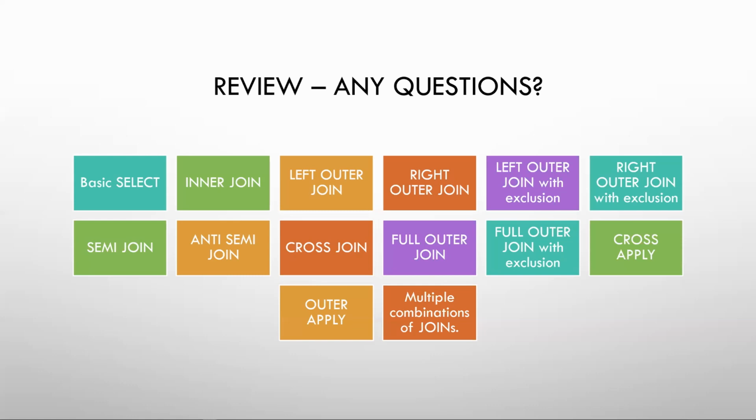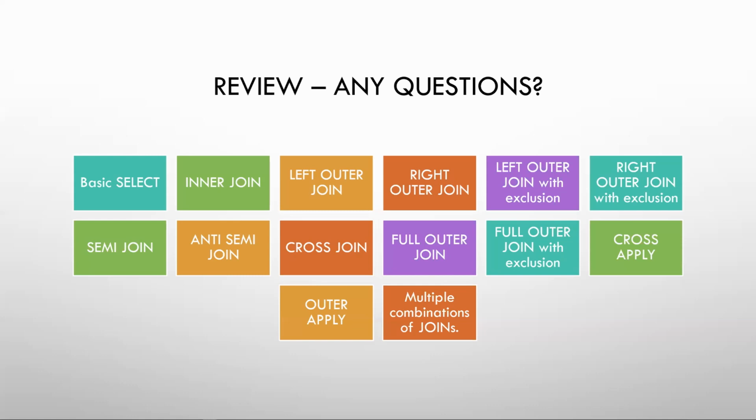We've covered the cross apply and the outer apply, which are effectively ways to do an inner join or a left outer join against a function or a correlated subquery. And we've got multiple combinations of joins, where we can do multiple inner joins, multiple left outer joins, multiple right outer joins, or any combination of such.